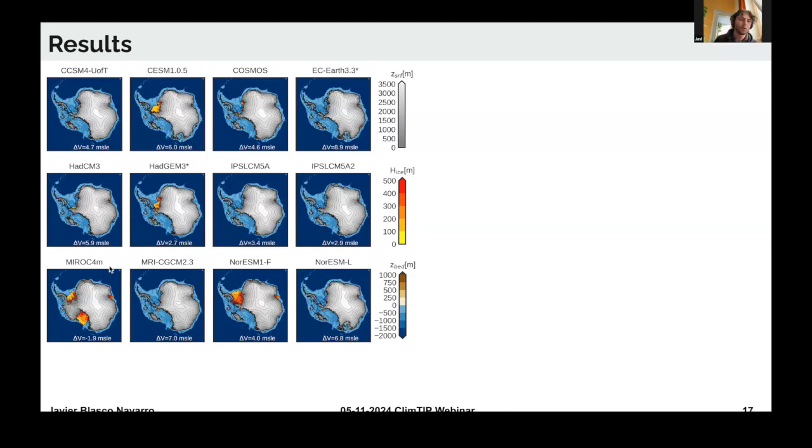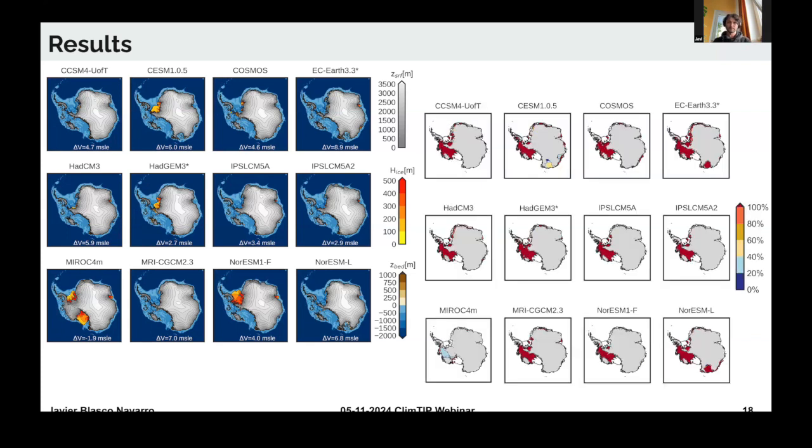And as you can see, almost all of them, except MIROC, simulate a collapsed West Antarctic ice sheet, but only a few simulate a collapsed Wilkes Basin. In this case, CESM, EC-Earth, and NorESM. Furthermore, with our ensemble, we can estimate the probability of being grounded or collapsed in every case, which is what we are plotting here.